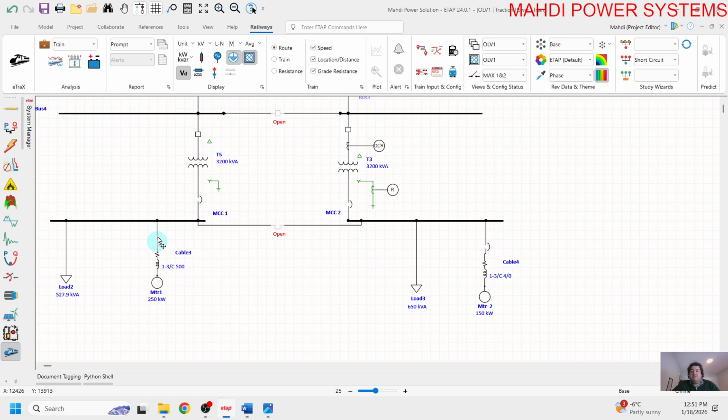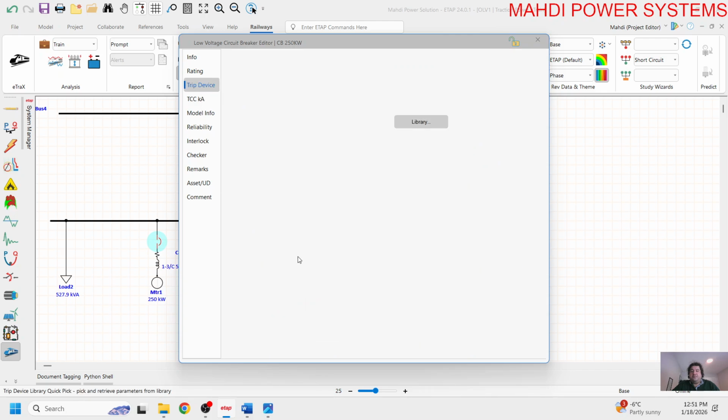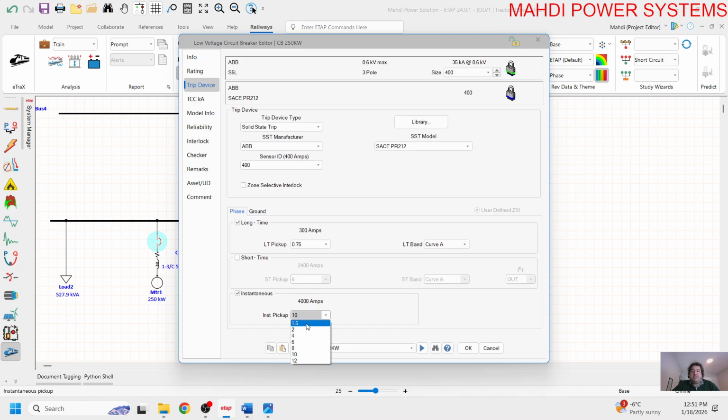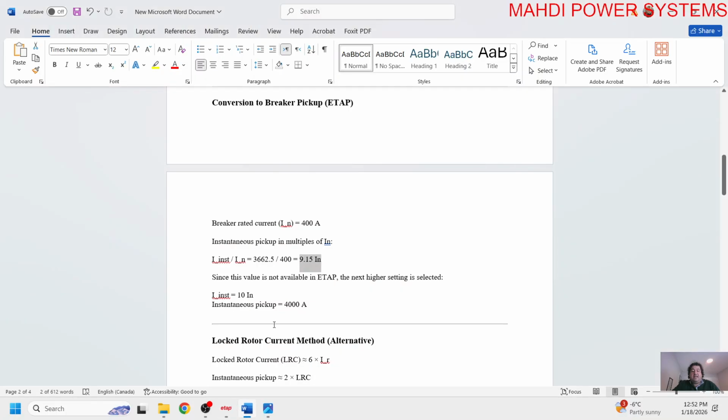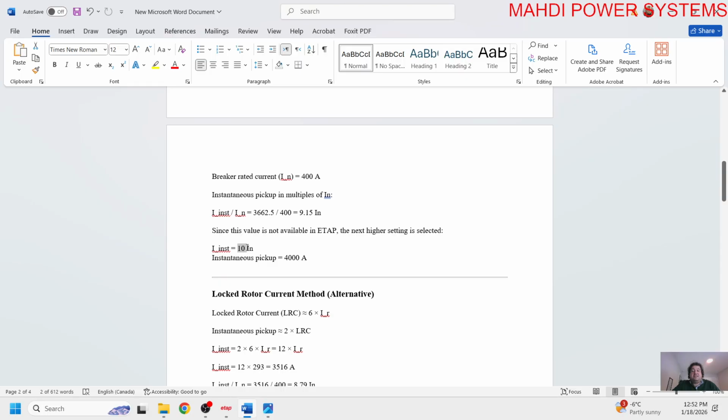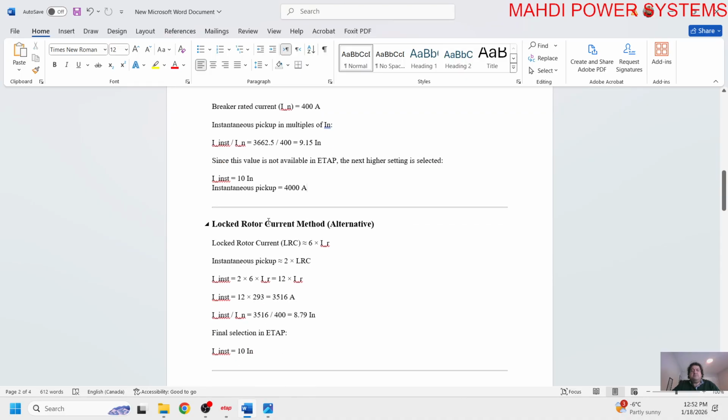Let's see in the software, the trip device multiplier starts from 1.5 to 8, 10, 12. Which one is better? Do we allow 8? No, because it's less than that value. We round up to 10. We select 10, and the instantaneous function is 10 times In, where In is the breaker rated current. That means 4000 amp.